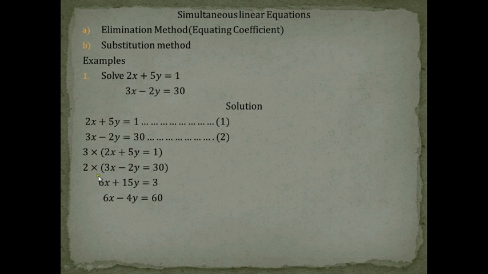Since the coefficient of x is now the same, the next question you're going to ask yourself is this: how do I eliminate it? You eliminate it by making the value 0. What you usually do is add equation 1 to equation 2. But if I add, 6x plus 6x is 12x, so it has not been eliminated. So what do I do so that it will be eliminated?